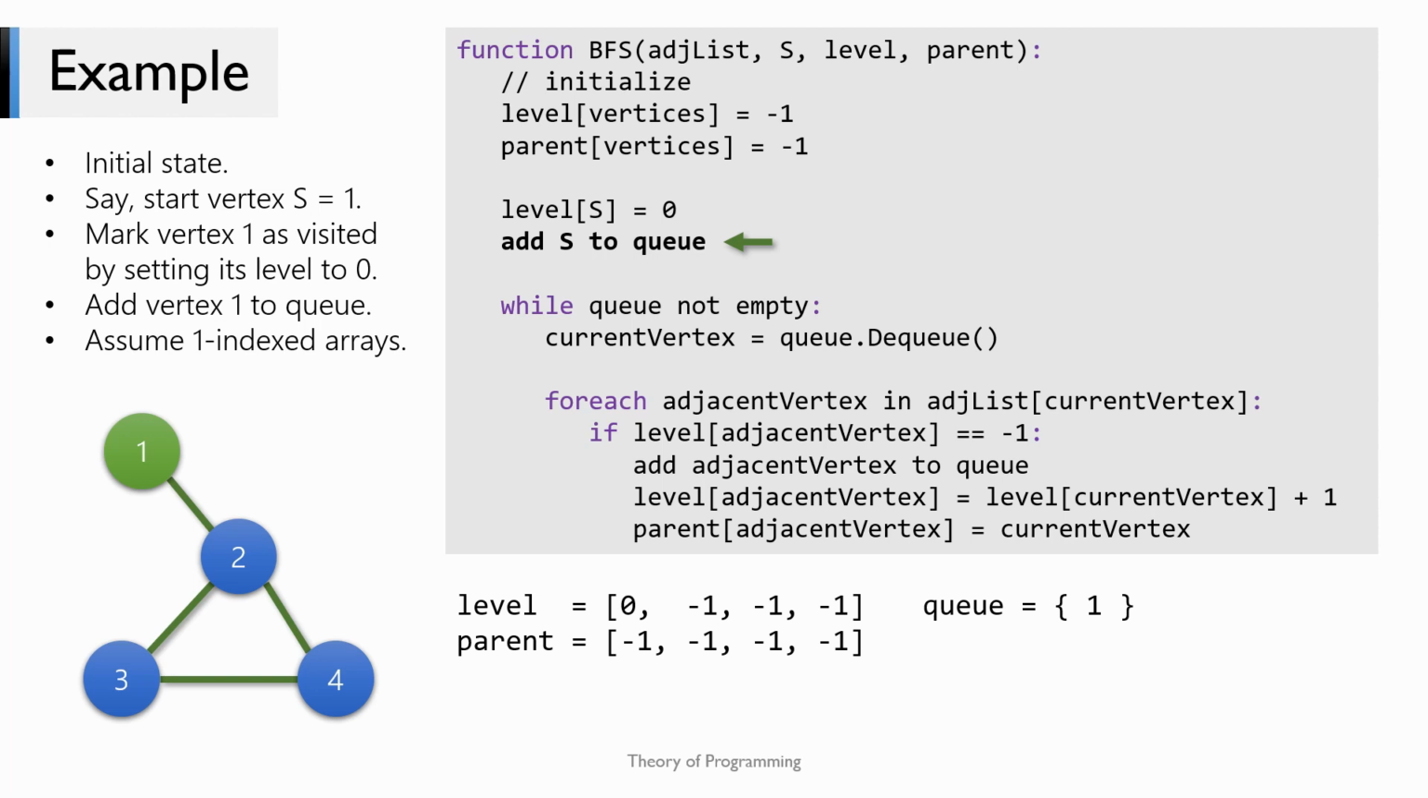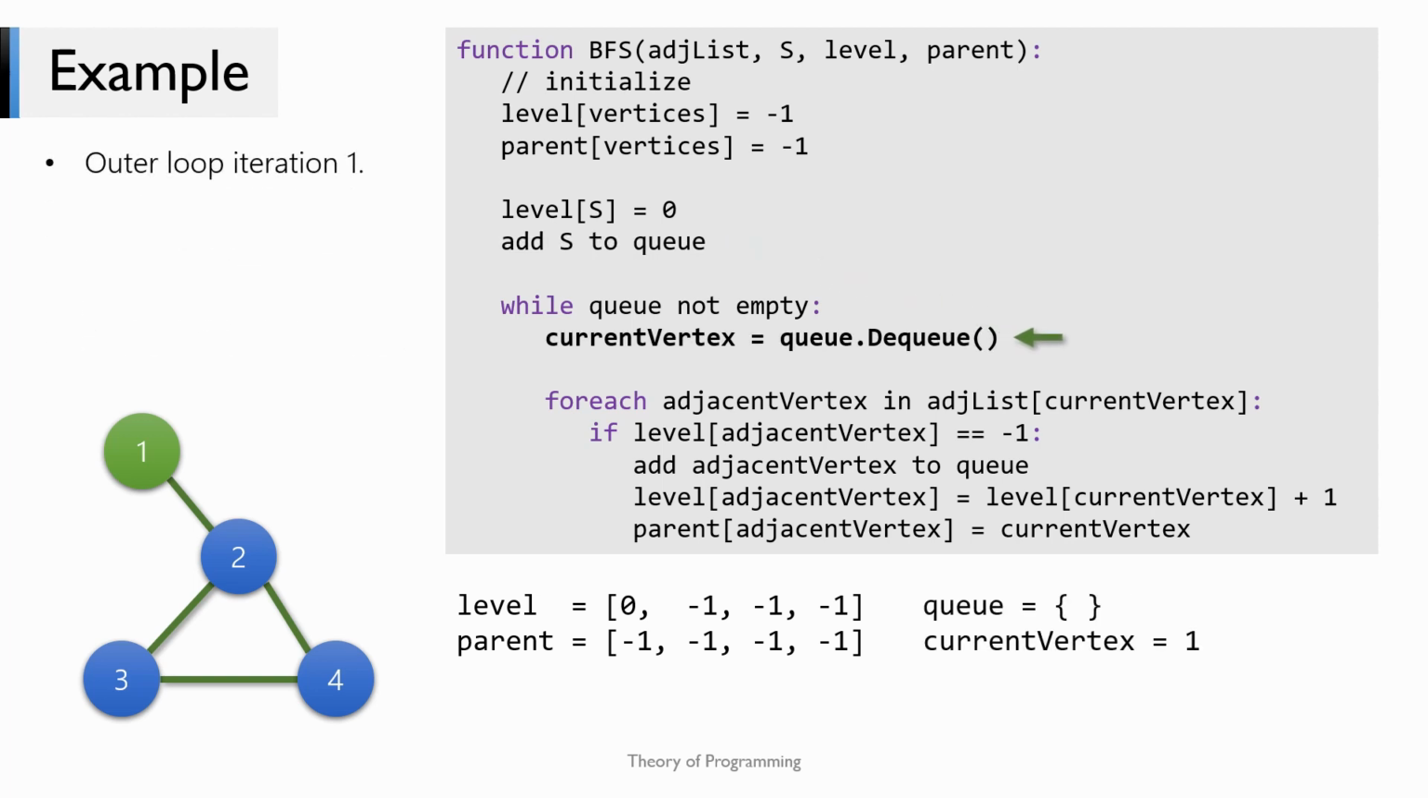So initially we will set the level of vertex 1 to 0. Setting the level of vertex 1 to 0 makes sense because, if you remember, I stated that the level array will tell you how many edges away a given vertex is from the start vertex. So vertex 1 being the start vertex itself means it is 0 edges away from the start vertex. And as usual, we will add vertex 1 to the queue. Let's assume one indexed arrays for simplicity. So the first element of level and parent array belong to vertex 1 and so on.